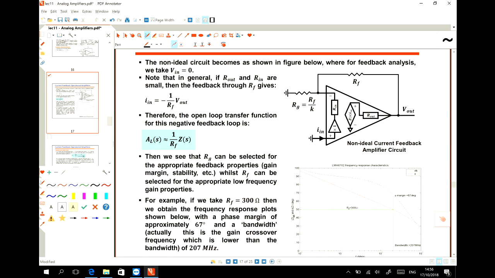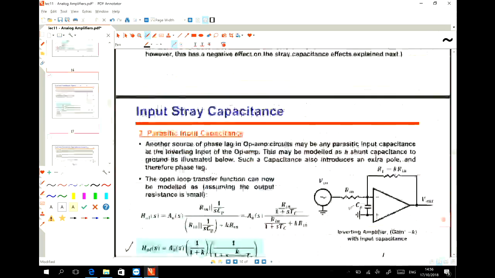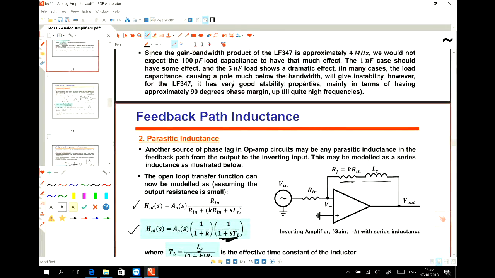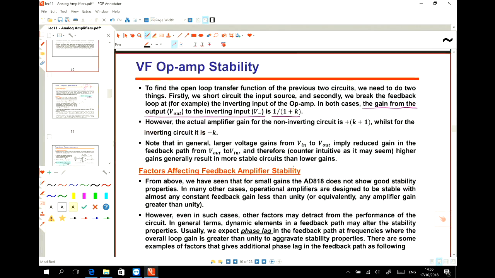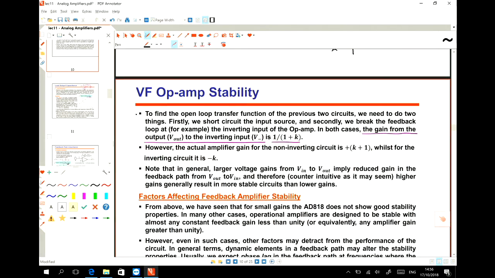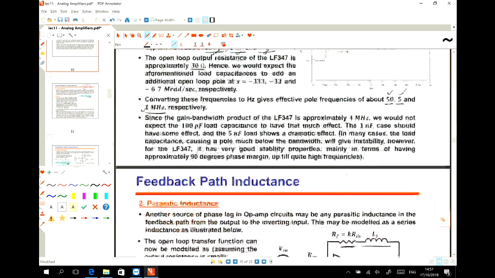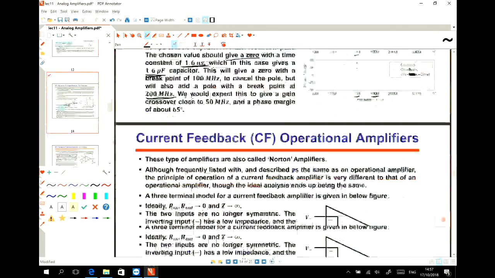Okay, what we've done here: when we want to analyze a voltage feedback amplifier, this is the criteria to find the open loop gain of an amplifier. We need to do two things. First, short circuit the input source, I mean we remove the input source, and then we break the feedback loop, and then we find the open loop gain of an amplifier. So here again we apply the same thing.